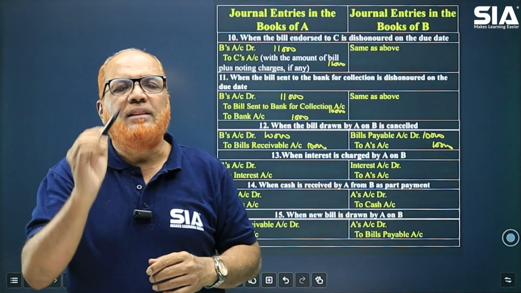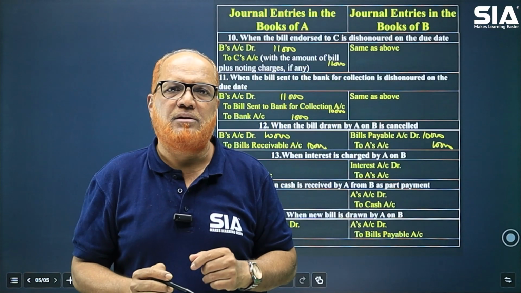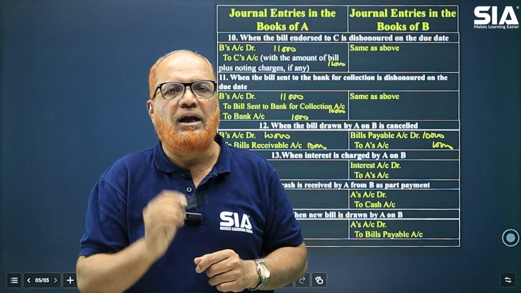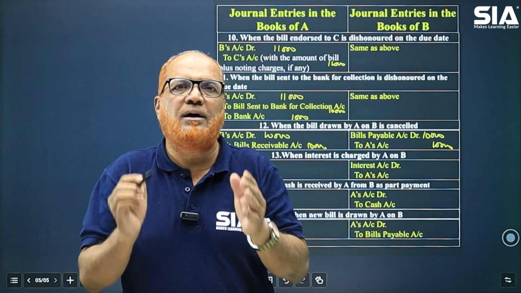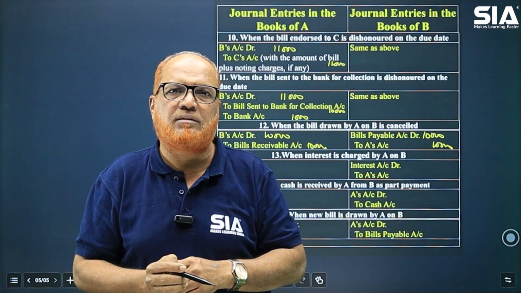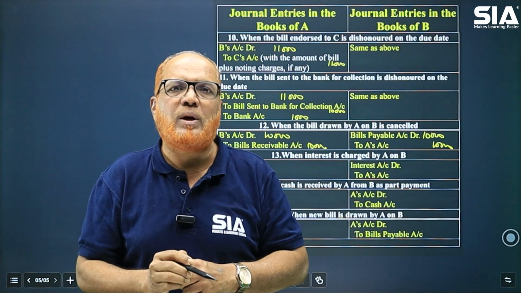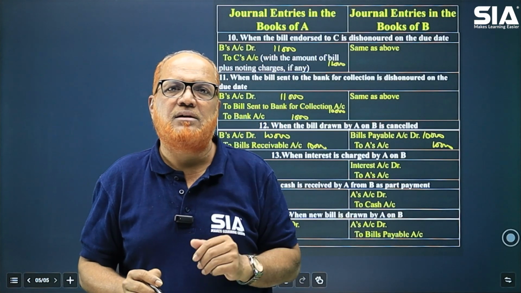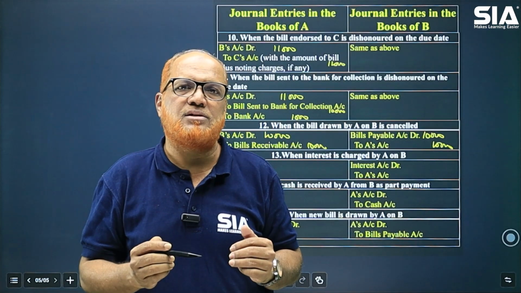Example, 10,000 is the face value of the bill. The interest charge is 10%. So 10,000 into 10% is 1,000. But the duration of the bill is 6 months. So 1,000 into 6 by 12 is 500. In this way, we calculate the interest charges.